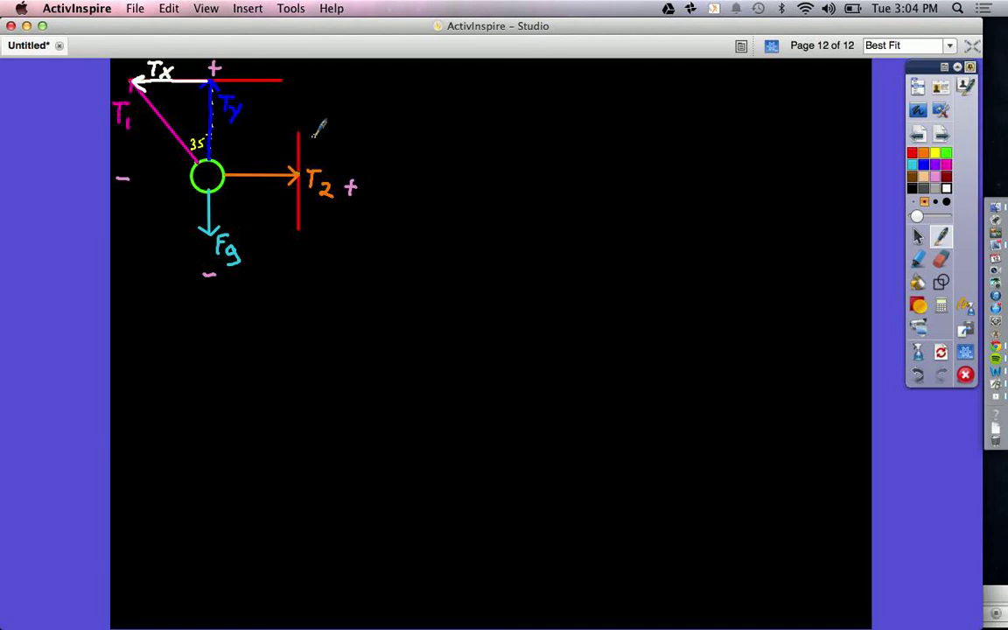Now we need to figure out what exactly those are. So tension in the x direction, on this particular right triangle right here, is the opposite side of our 35-degree angle. So that means we're going to be using sine of our 35-degree angle. And we don't have a number for tension 1, but that's okay. We'll just write down T1, and we will use this in a little bit.